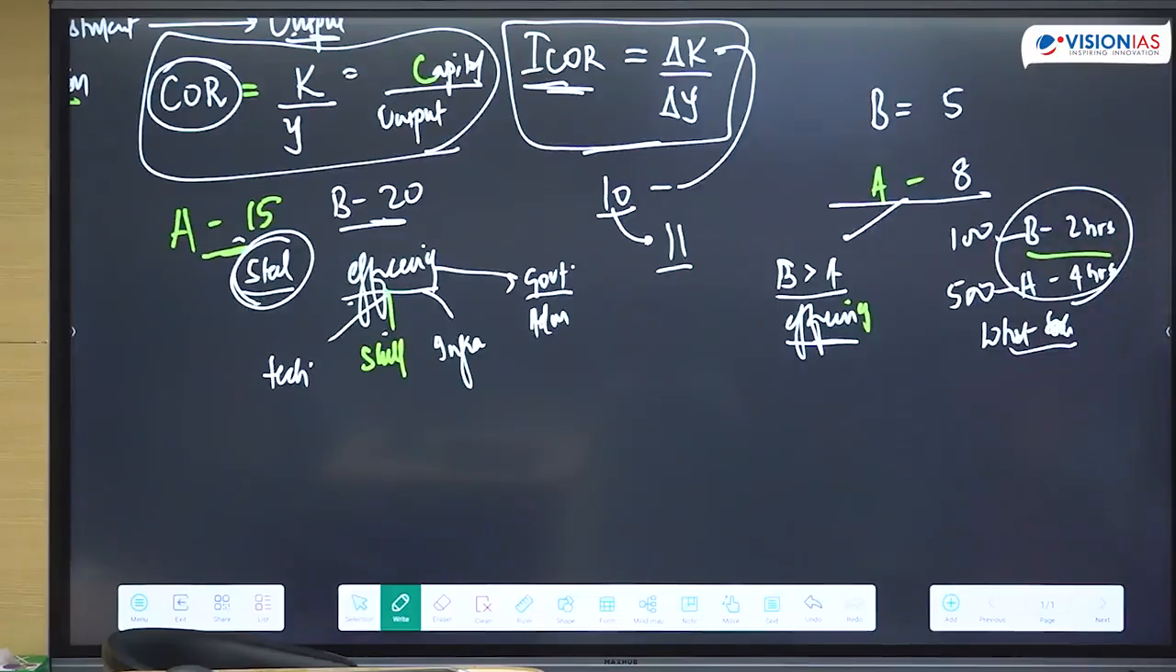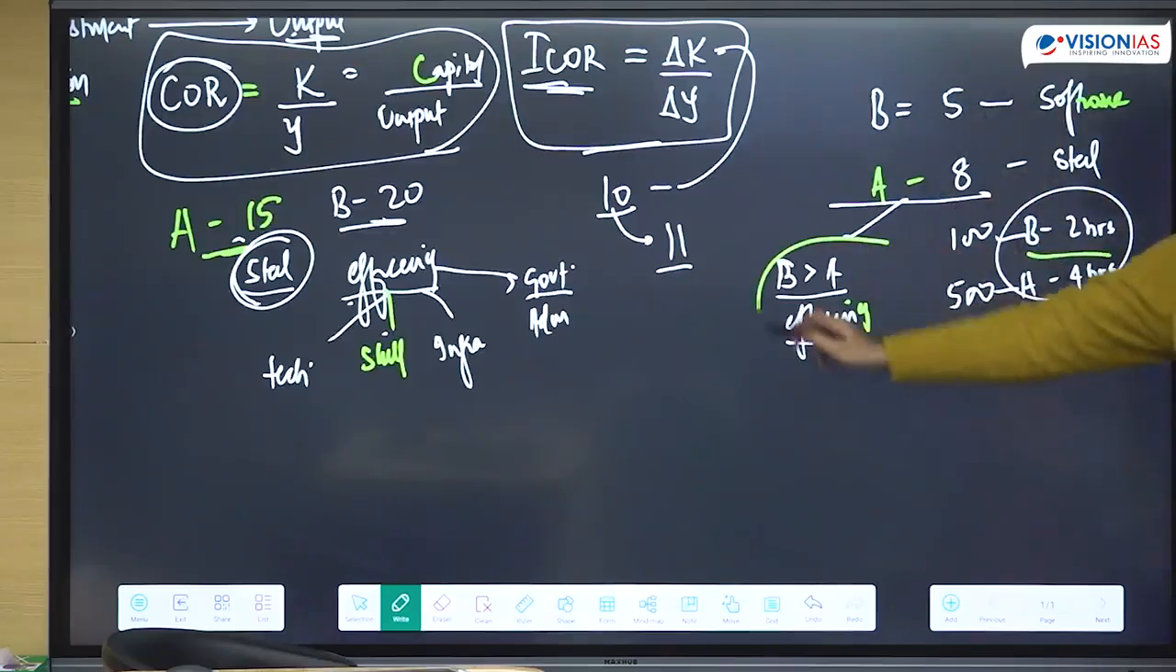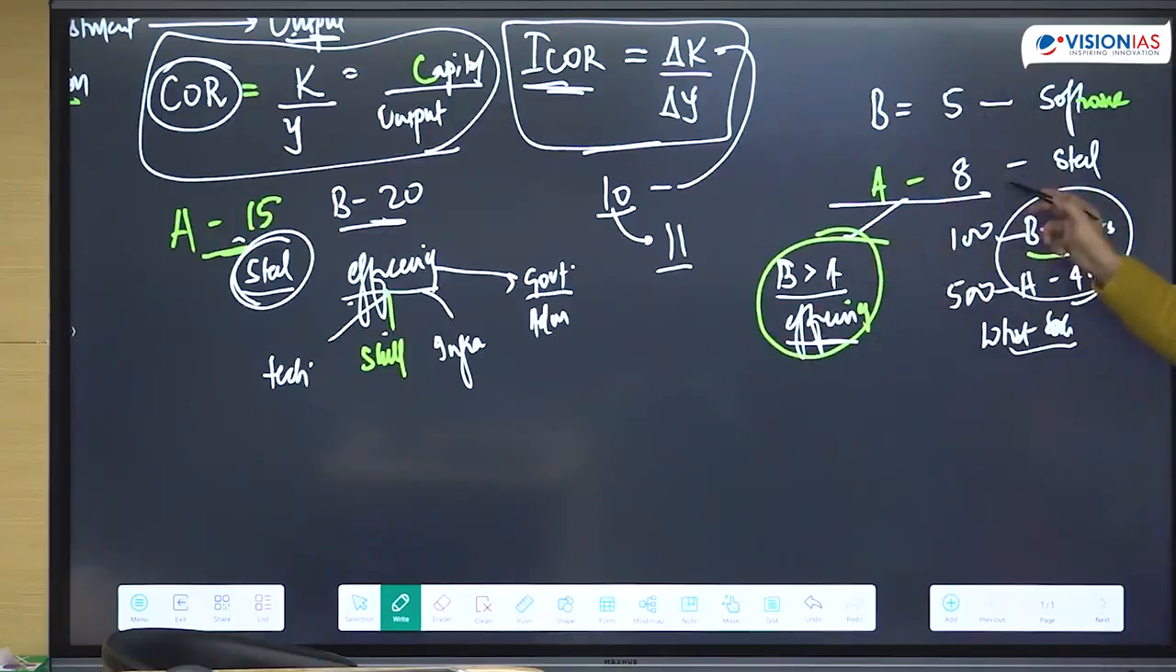It's because they are not producing the same output. It is in what sector they have invested. If B has invested in producing more software and A has produced more steel, तो उसके पैसे automatically ज़्यादा लगेंगे because steel is a capital intensive sector. So if the project is same, then I can say it is more efficient. But if the projects are different, then I can't say efficiency is what I'm getting to know.